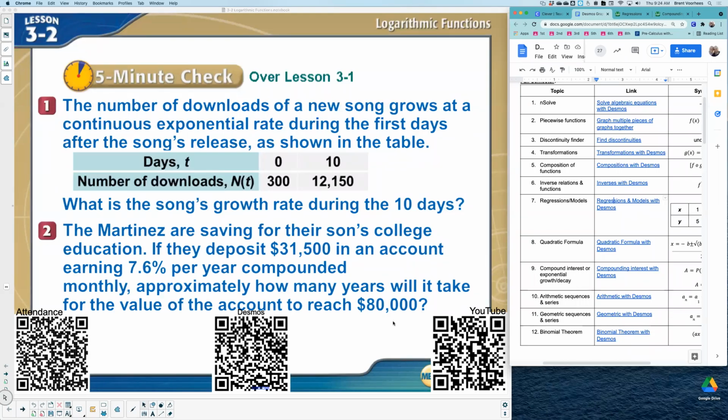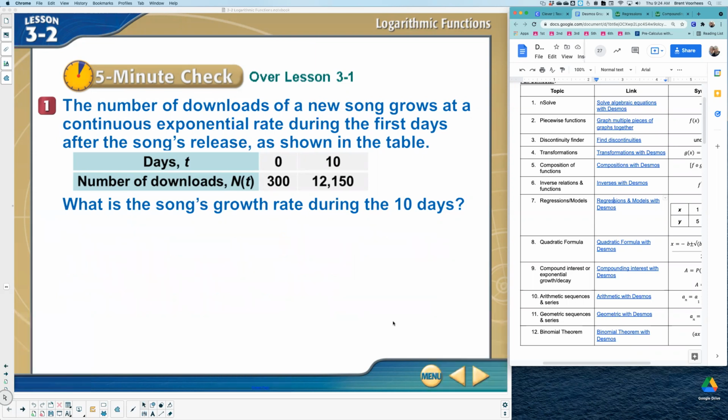All right, we're going to take a look at lesson 3.2, which is about logarithms. Logarithms we're going to discover is the inverse of exponentials. But before we do that, let's remind ourselves of some exponentials.